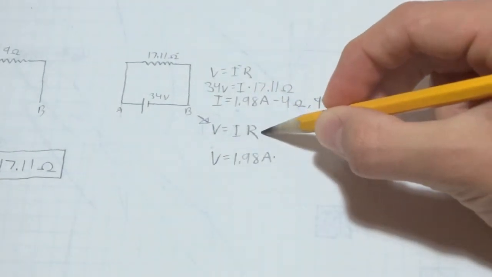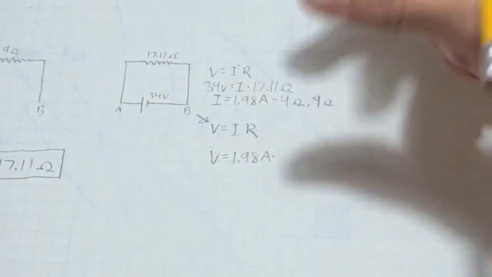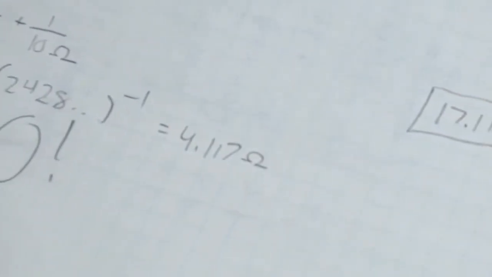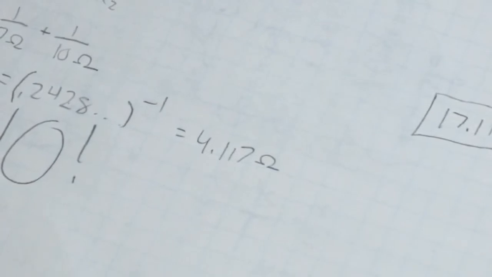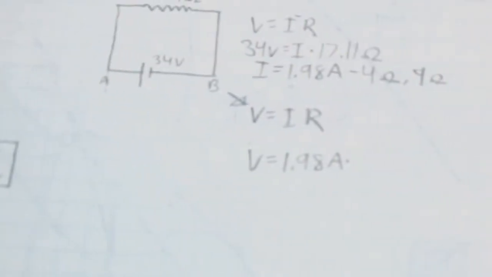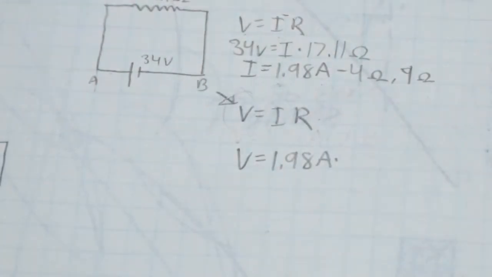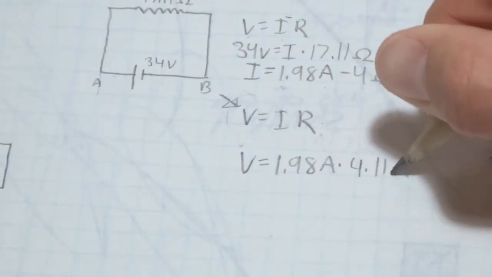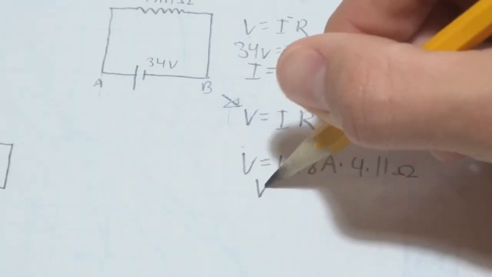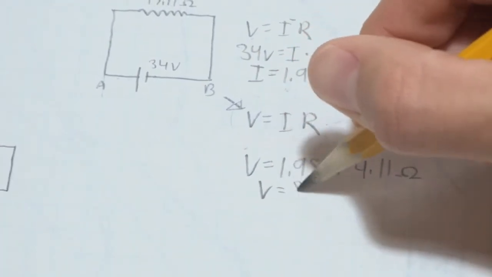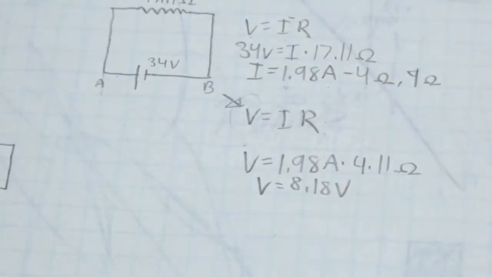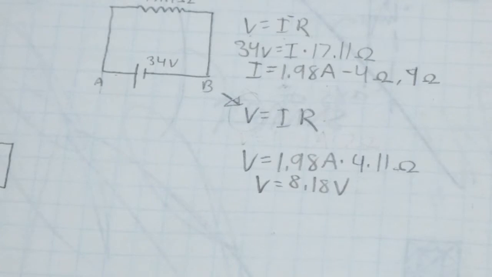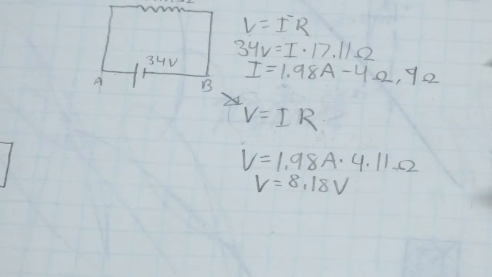Now, for that resistance, we actually want the resistance of the resistors in parallel. Well, we found that earlier. That is 4.11 ohms. So, bring the camera right back here. 4.11 ohms. Solving for that gives us 8.18 volts. Now that we have 8.18 volts, we can solve for the current on each of the resistors.